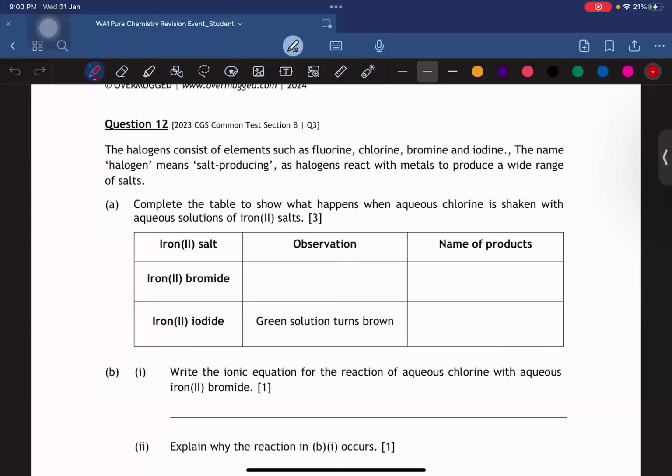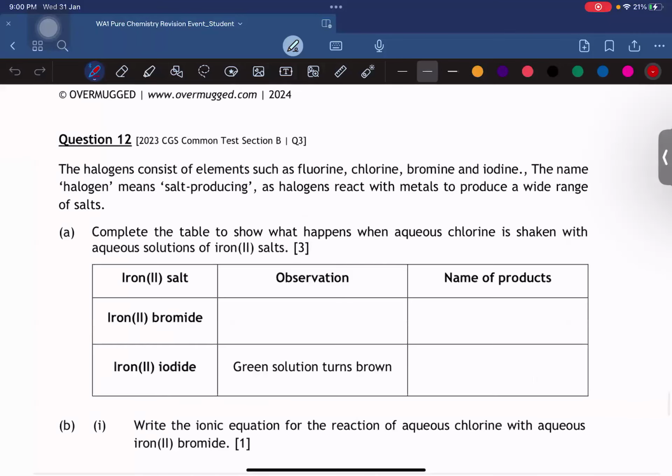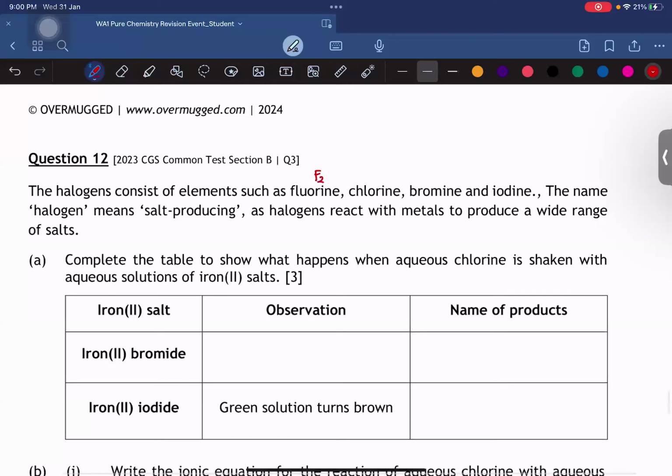The halogens consist of elements such as chlorine, fluorine, bromine, iodine. For those of you who don't know, they exist as diatomic molecules. Understand? Halogens are all diatomic. Now, there is another name that is very closely linked to halogens. What is it called? Your halides. What's the difference between halogens and halides?